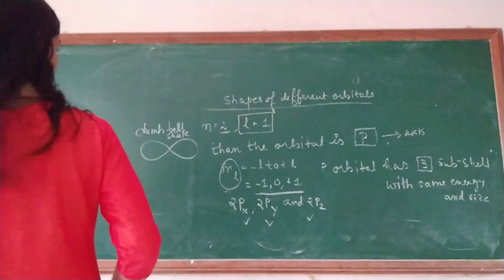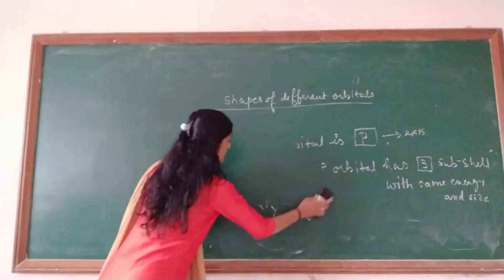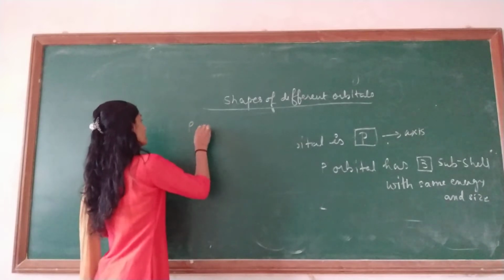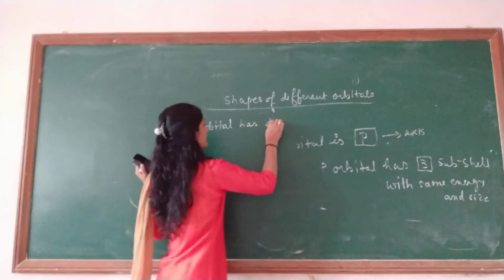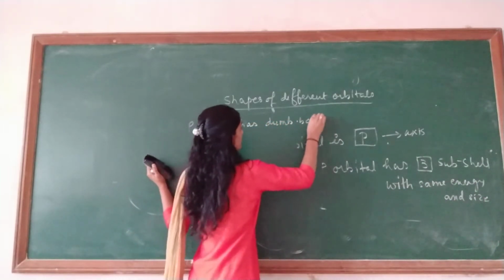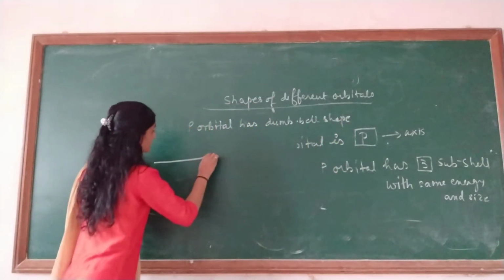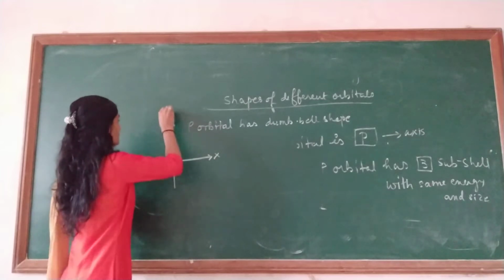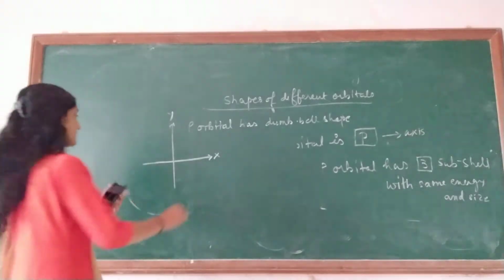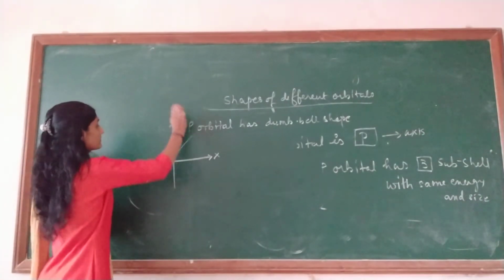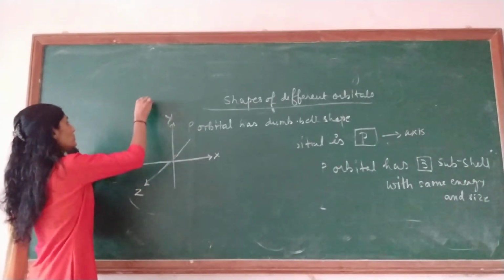So what is the shape? We can write that p orbital has a dumbbell shape. Here it is having orientation in x, y, and when we talked about it, it is having orientation in z. Z and y. Now 2p.